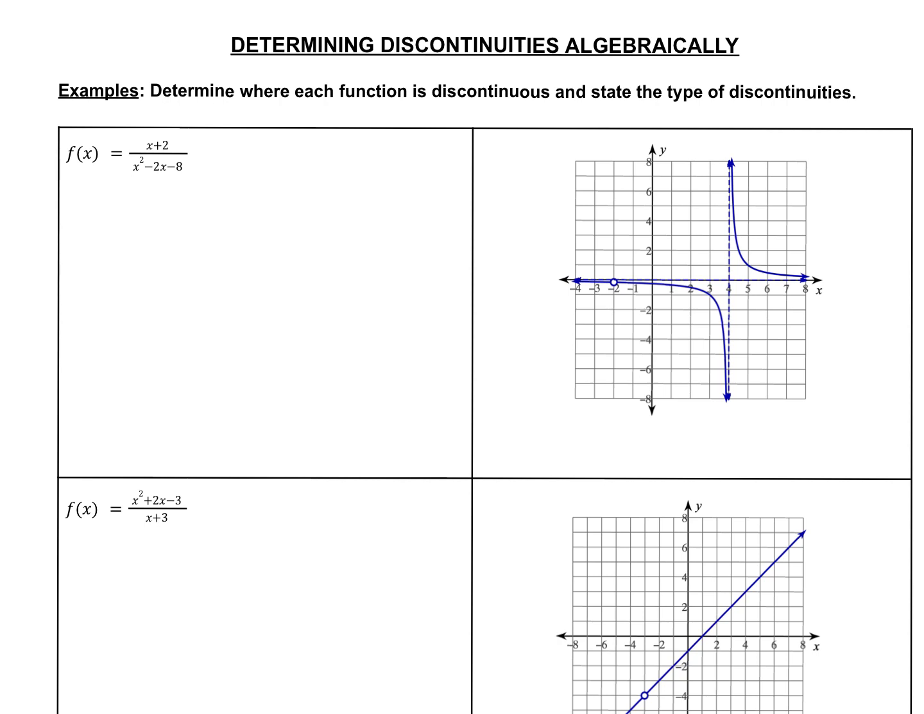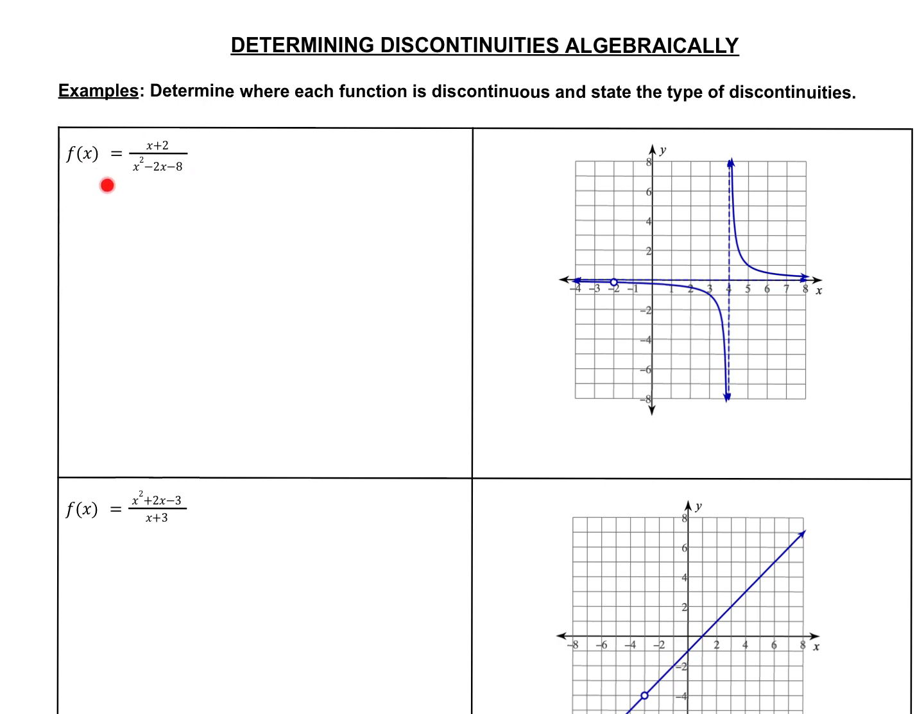So the goal of this back part of the lesson is really to be able to determine discontinuities algebraically. So you could be given something like this, or the example below. And you could be asked to determine where each function is discontinuous and state the type of discontinuity. Now, I've taken the liberty of putting the graphs here for visual representation, but the visual will not be there for you. It will just be the equation.